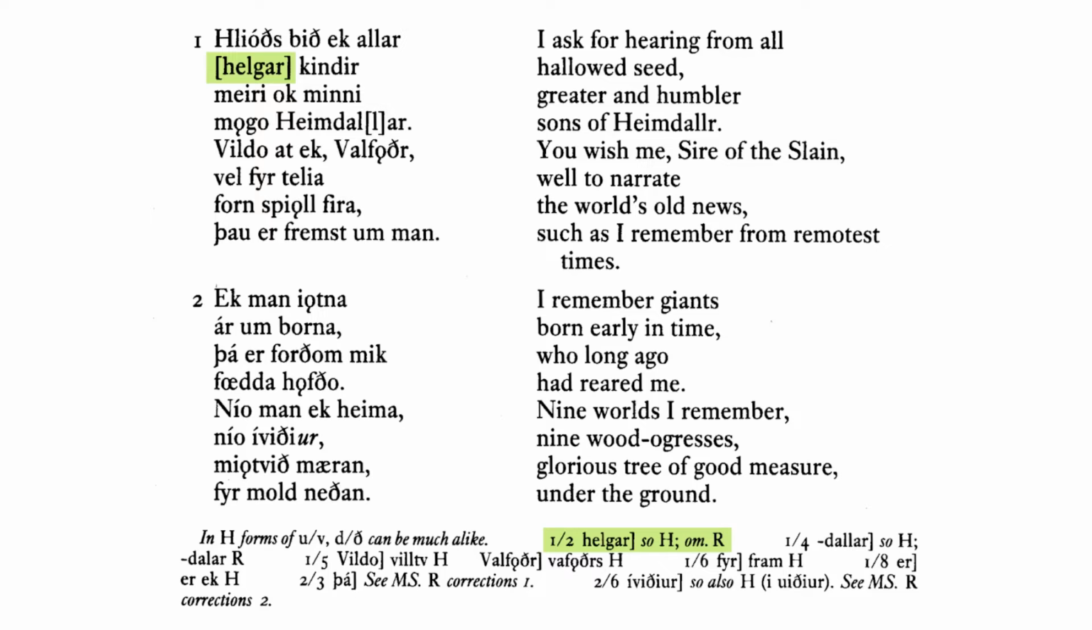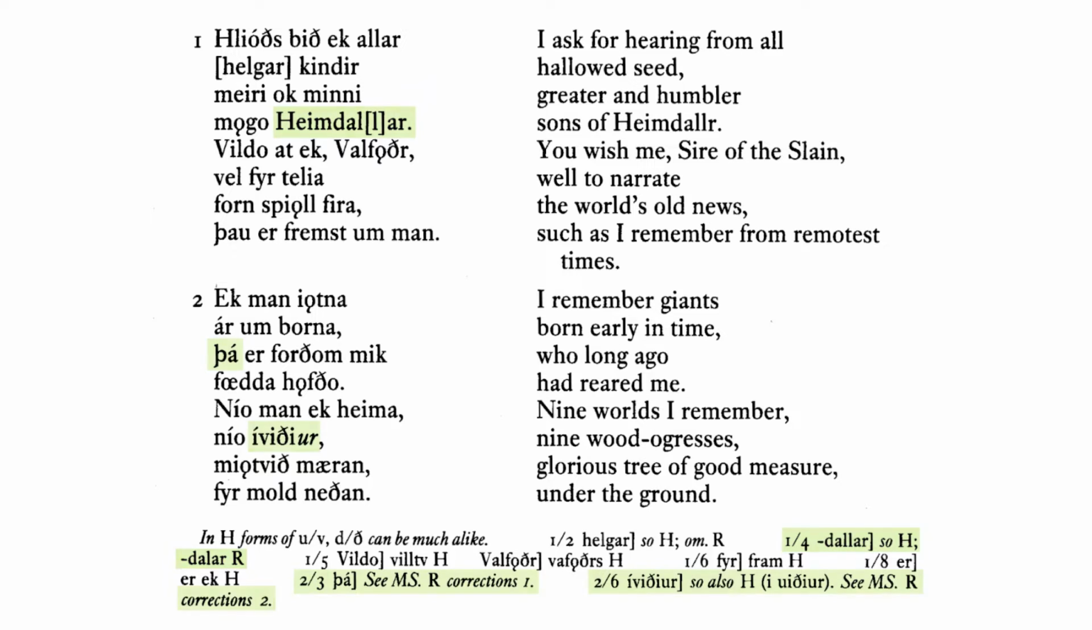Notice, by the way, that Dronke has put Helgar in square brackets in the main text. The idea must be that she wants to indicate, even in the main text, bits that are missing in the most prestigious manuscript, R. The second entry for stanza 1, line 4 indicates that Dronke has chosen the spelling Heimdallar from manuscript H rather than Heimdallar from manuscript R. Again, there are square brackets in the main text for the letter that's missing in R.